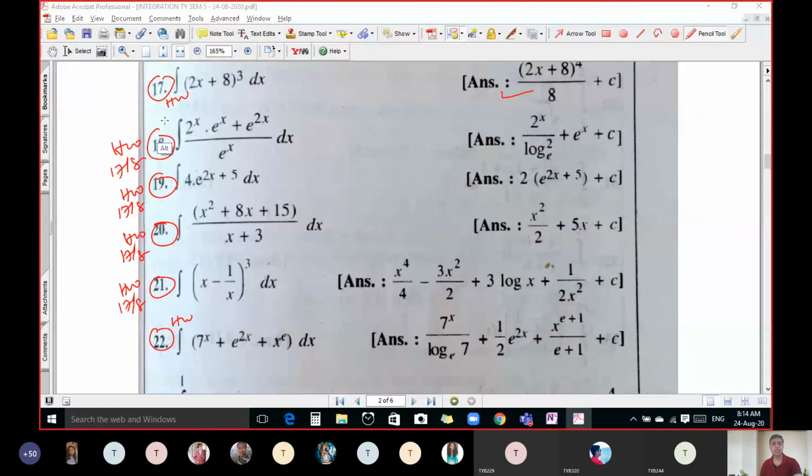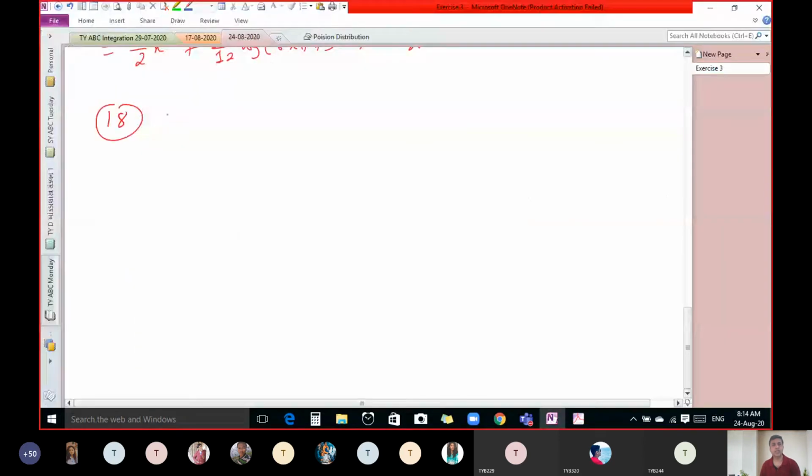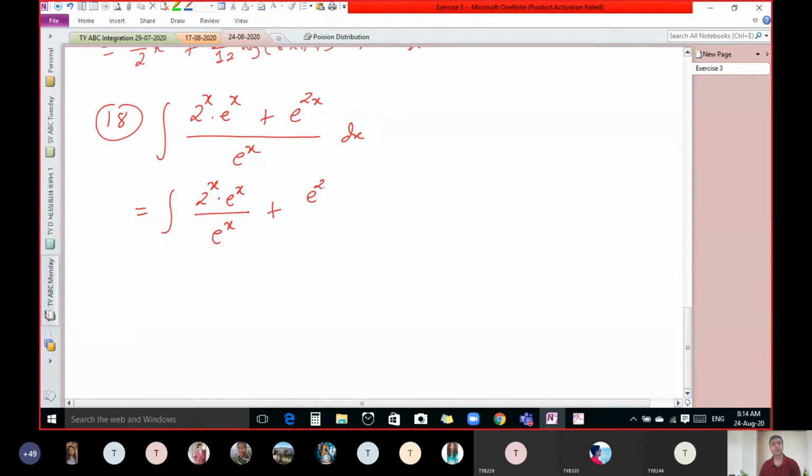The question is integration of (2 raised to x into e raised to x plus e raised to 2x) upon e raised to x. This is not a difficult question. Just divide each term by e raised to x first of all. 2 raised to x into e raised to x upon e raised to x, plus e raised to 2x upon e raised to x.